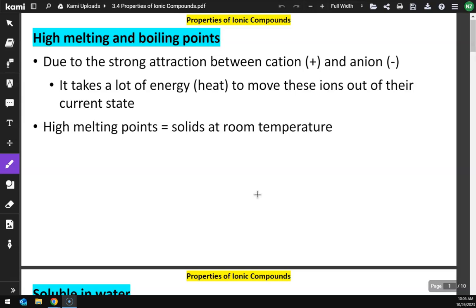Ionic compounds are held together with very strong attractive forces. So the cations and anions are held really tightly together. To move these ions out of their current state, it takes a lot of energy or a lot of heat for this to happen. Because they have really high melting points, ionic compounds are solids at room temperature.